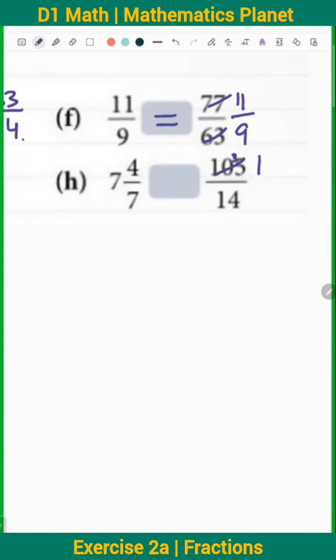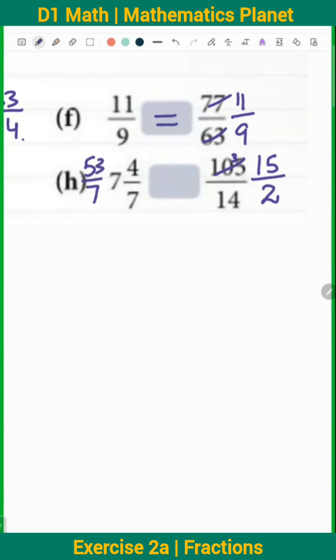7 times 5 is 35. 7 times 2 is 14. So we get 15 by 2 here. And what about here? We need to multiply 7 times 7 plus 4. We get 53 by 7 over here.